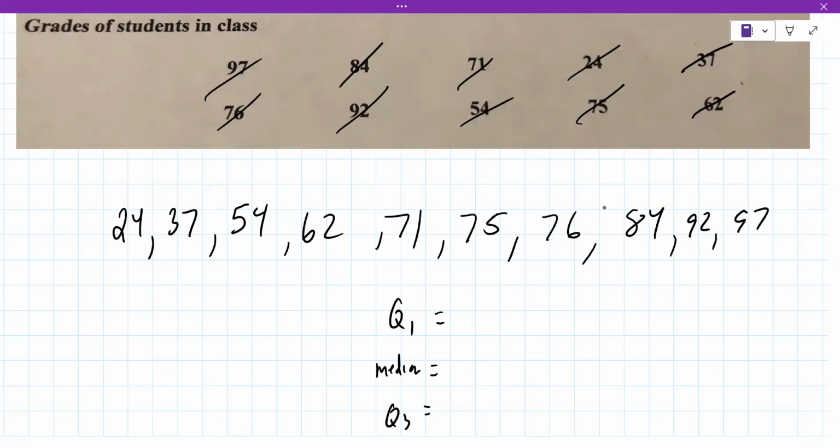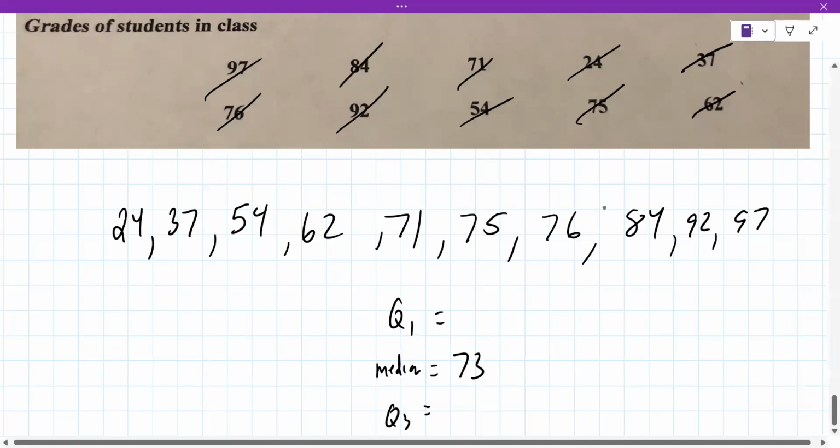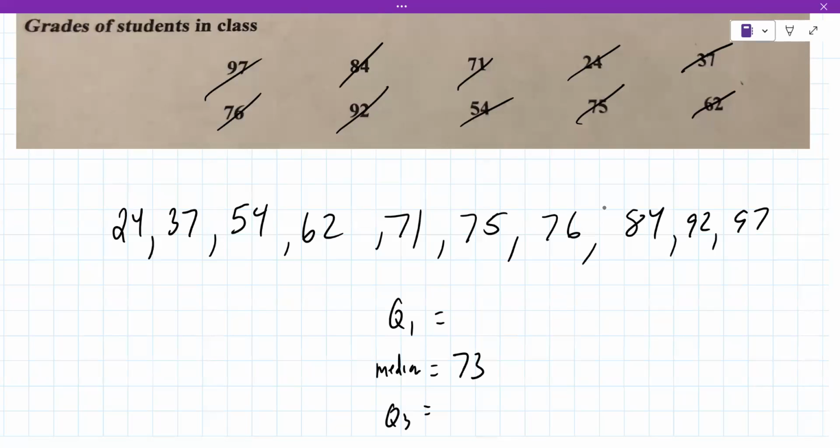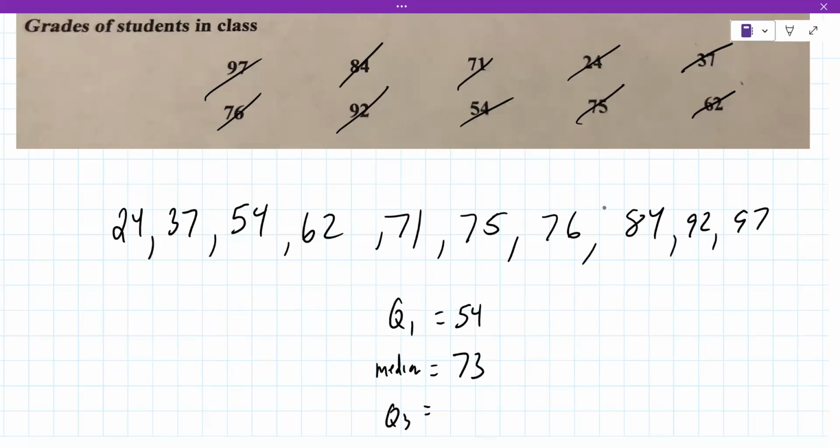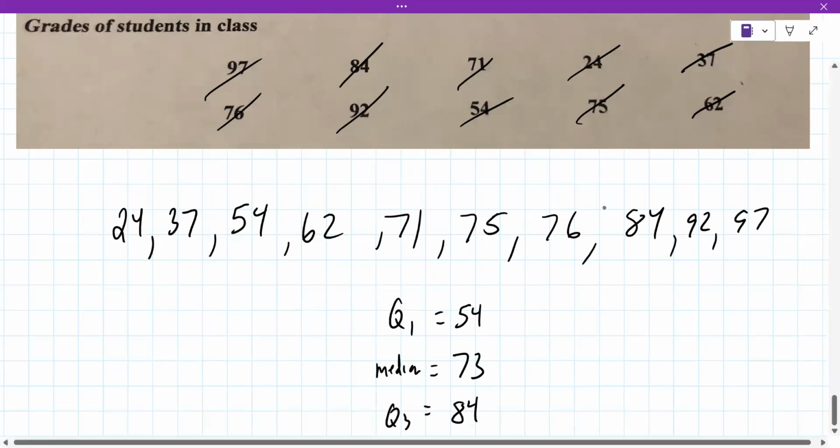73, for the median. Yes, very good. How about for Q1? 54. Okay, and Q3? 84. So actually, I take this back. This one does not look like it has any outliers.